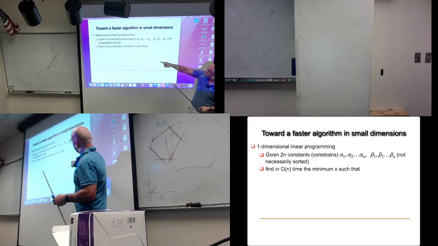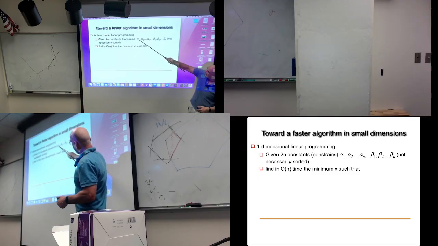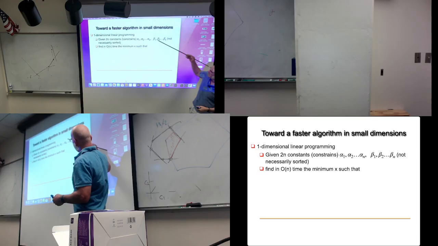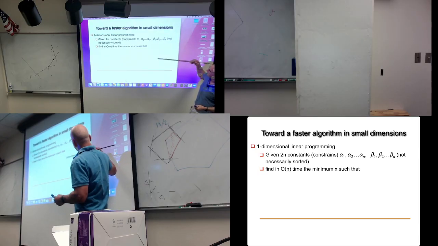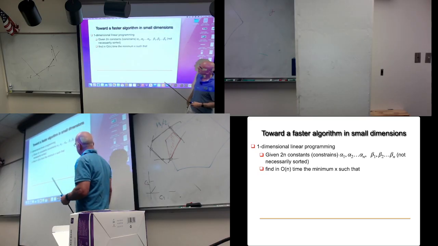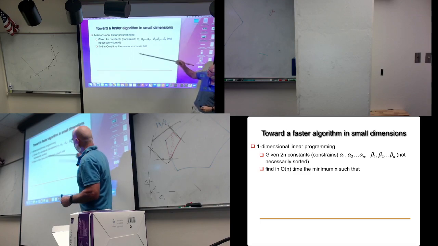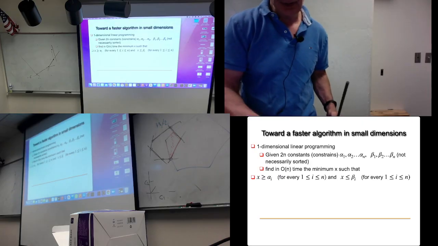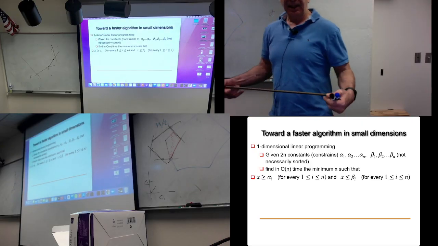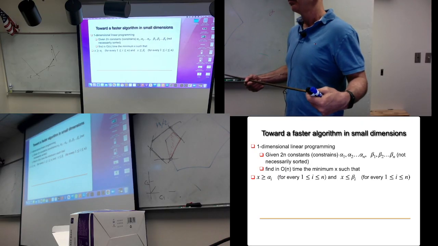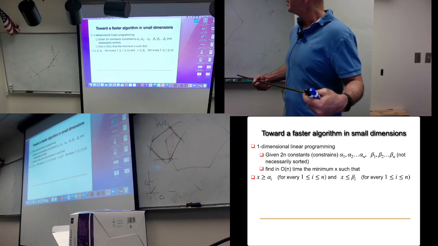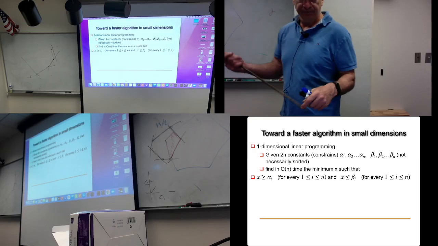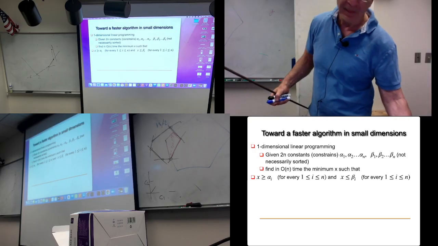What will be my constraints? I will be given a set of constants alpha 1 to alpha n and a set of constants beta j, not necessarily in sorted order, and I want in linear time to find the minimum x such that x is larger than every alpha i, and x is smaller than every beta j. How can you do it in linear time?